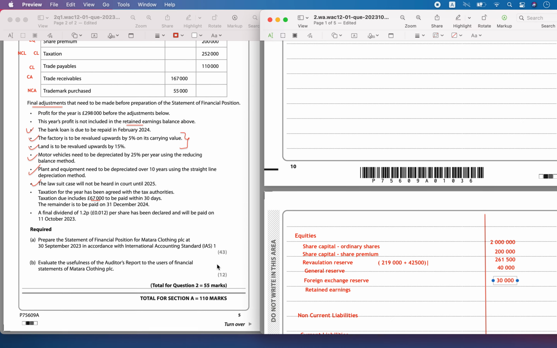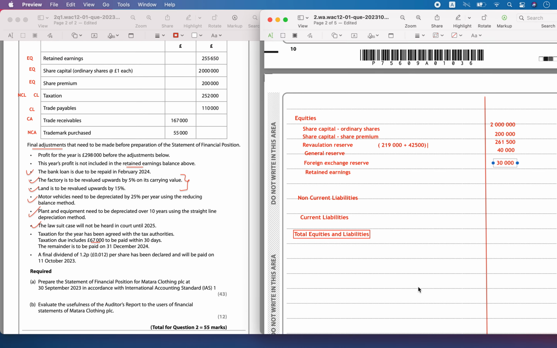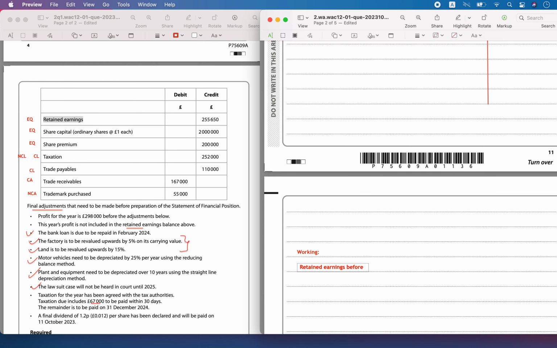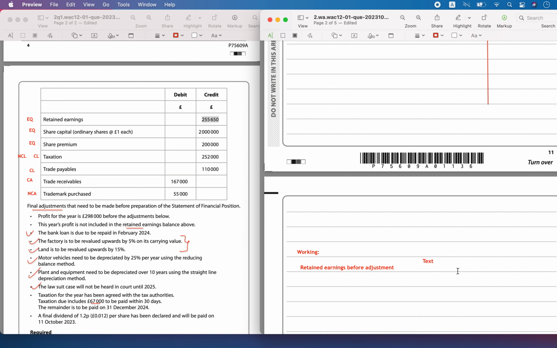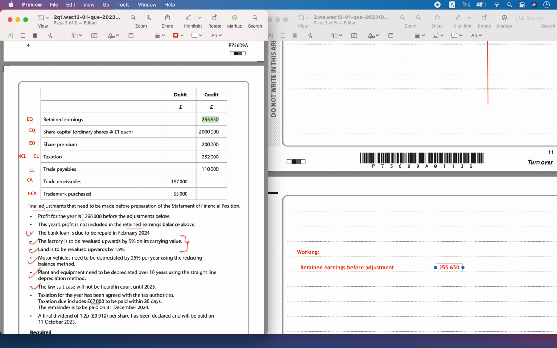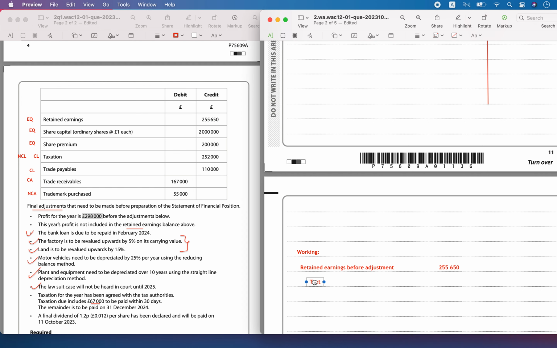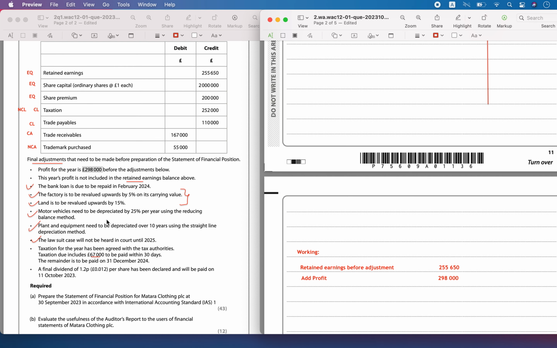Then you have the retained earnings, where you have to do adjustments. Retained earnings before any adjustment, you will take first, that is 255,650. And then you will add the profit for the year, which was 298,000 before the adjustments below. Then you will have to subtract the depreciation amounts and the dividend.